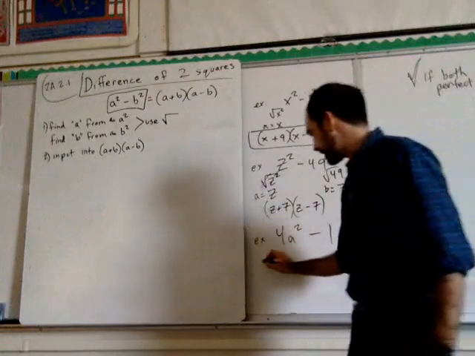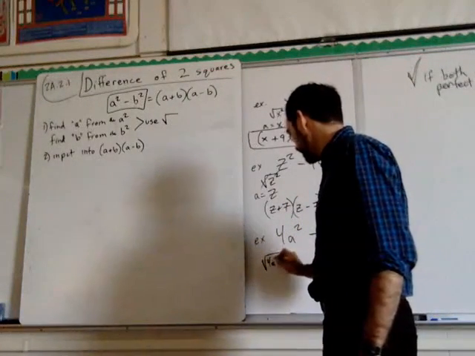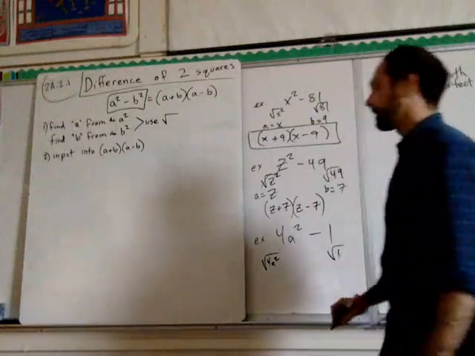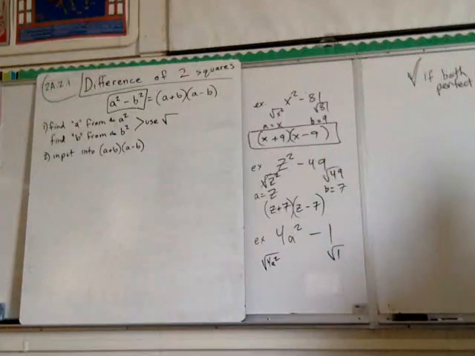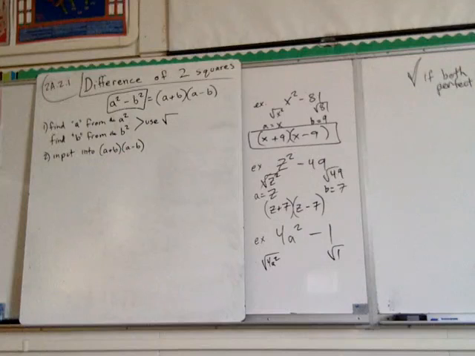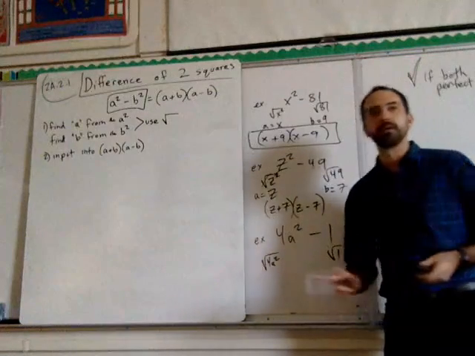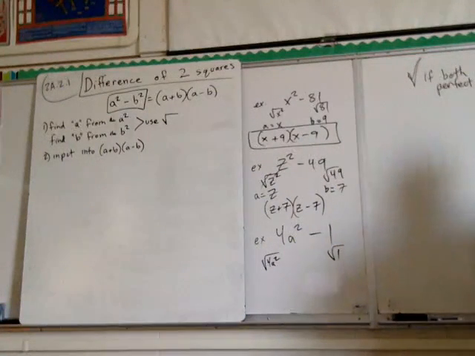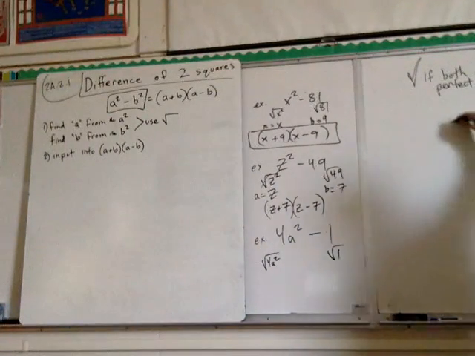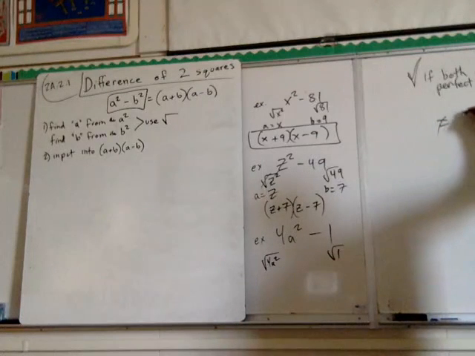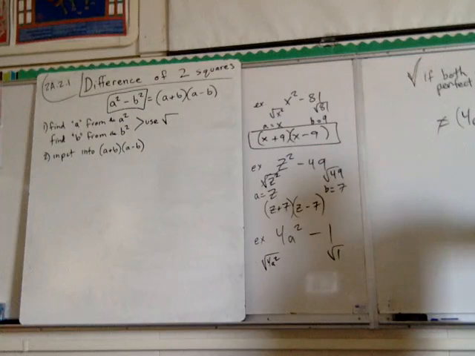So we're going to first just do our square roots. Go ahead and work those out. That left square root, really focus on that. Remember, you're asked what times what gives you 4a squared. And it's not this. This isn't 4a squared, right?